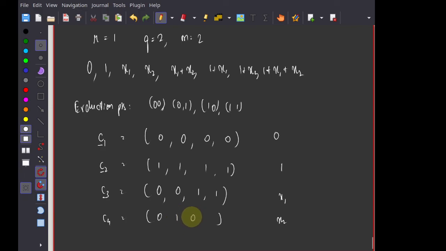0, 1. So this is x2. So at this point it is equal to 1. x1, x2. x2 equal to 1. This is x1 equal to 1 and x2 equal to 0. Therefore, it's equal to 0.